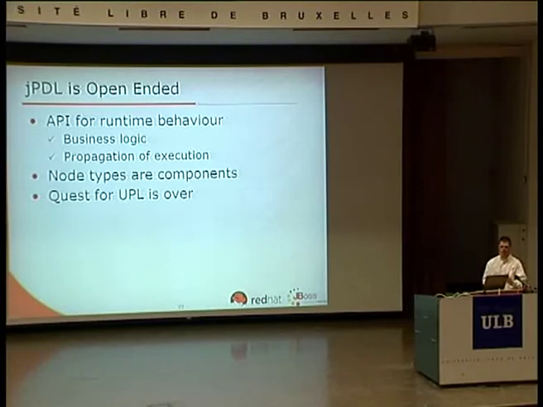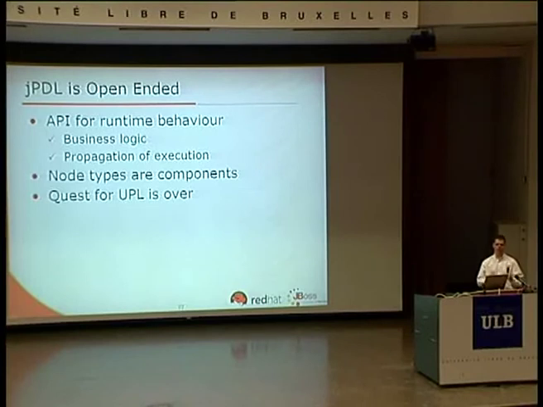So there is an API for describing runtime behavior. On the one hand, you can do everything you can do in Java. On the other hand, you can access the process variables, the process state, and everything related to your long-running processes. And also, if you're implementing a workflow construct, you can determine the propagation of execution. And this is also a really new concept if you're just used to a sequence of instructions in a normal programming language. This is something different.